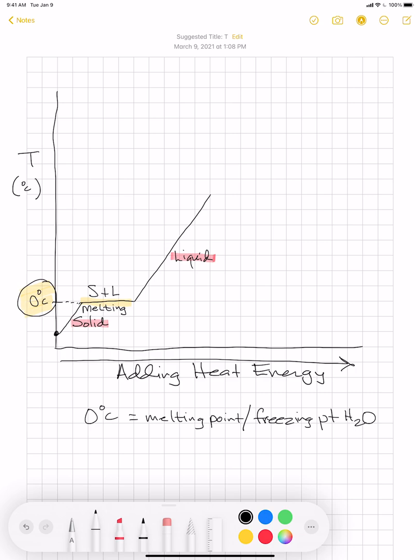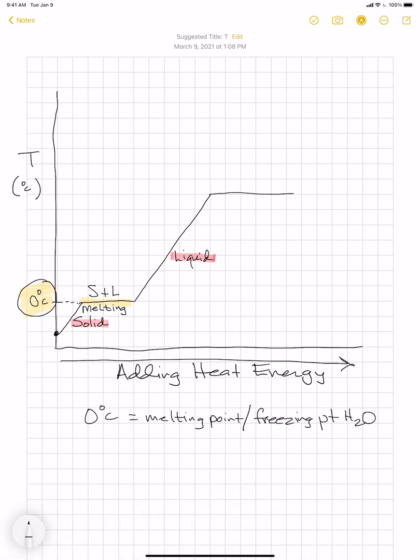But then something even crazier happens. We reach a point where, again, we get a plateau. And I want you to look at how much larger this plateau is than the melting plateau. This plateau is much larger, all right? And what's happening here?